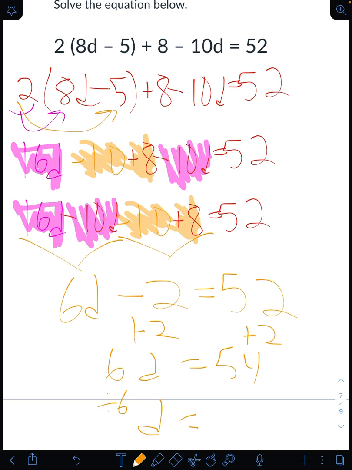Then we divide by 6 to cancel it out, and divide by 6 here. 54 divided by 6 is totally a 9. There we go. Good luck.